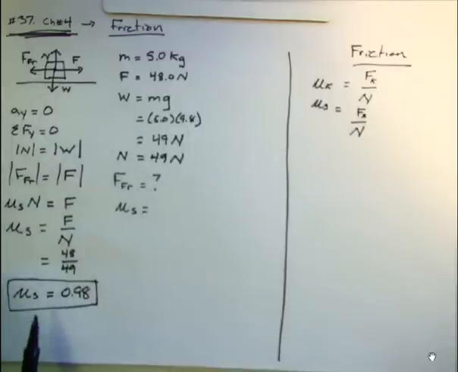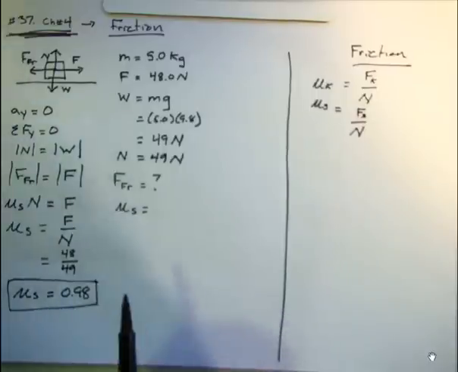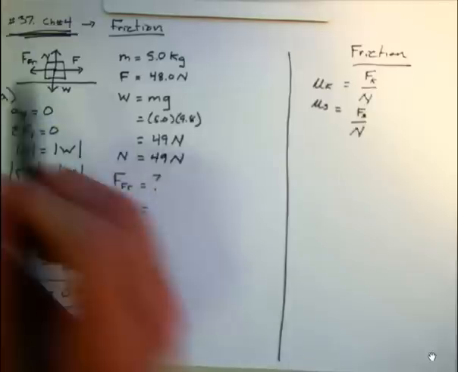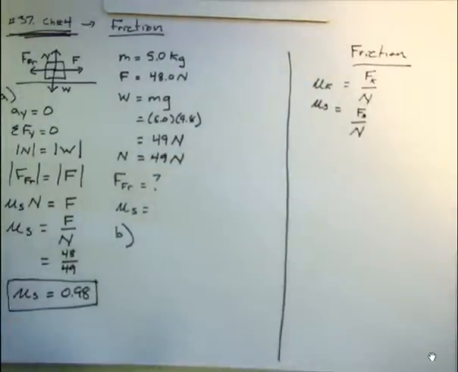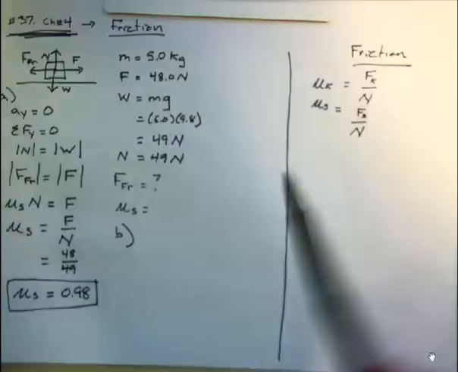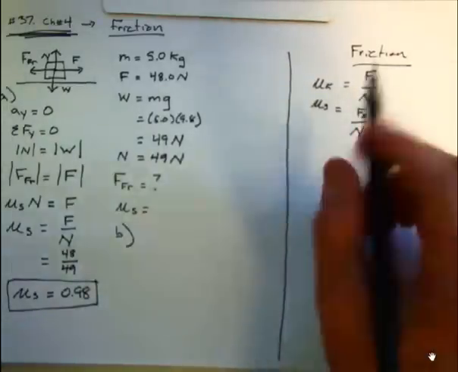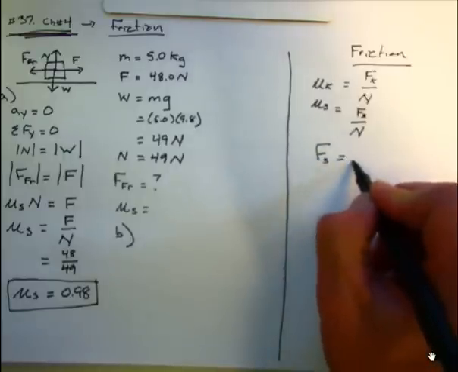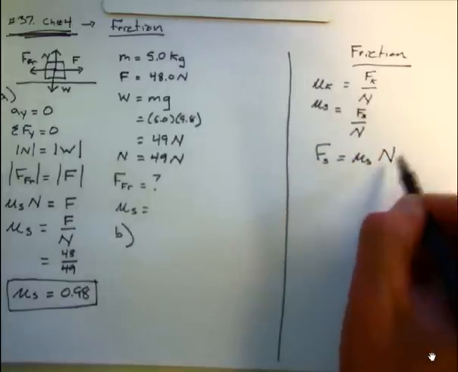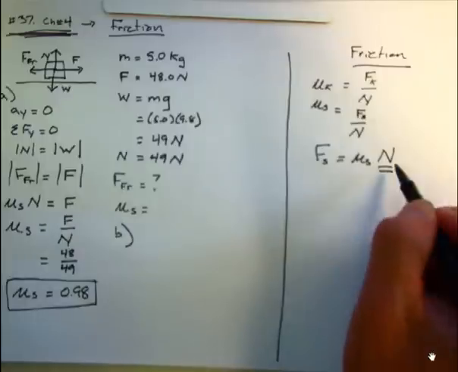Okay, so the coefficient of static friction here is 0.98, and notice there are no units here. Before we move on to part B, let's talk a little more about friction here. As we said, the force of static friction is proportional to the normal force.